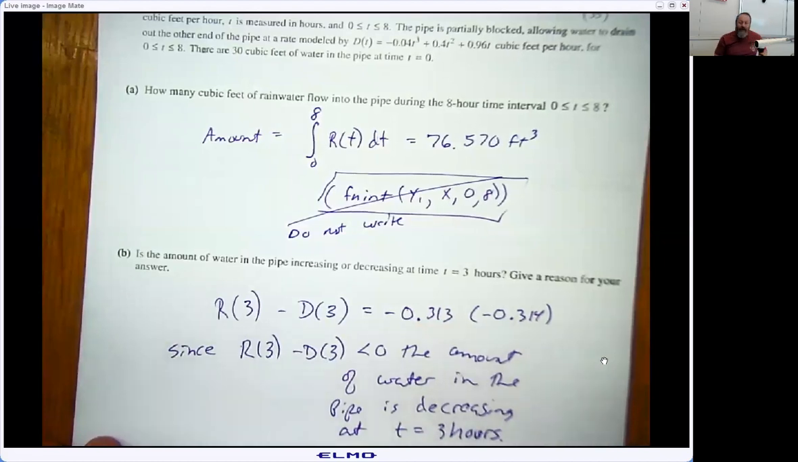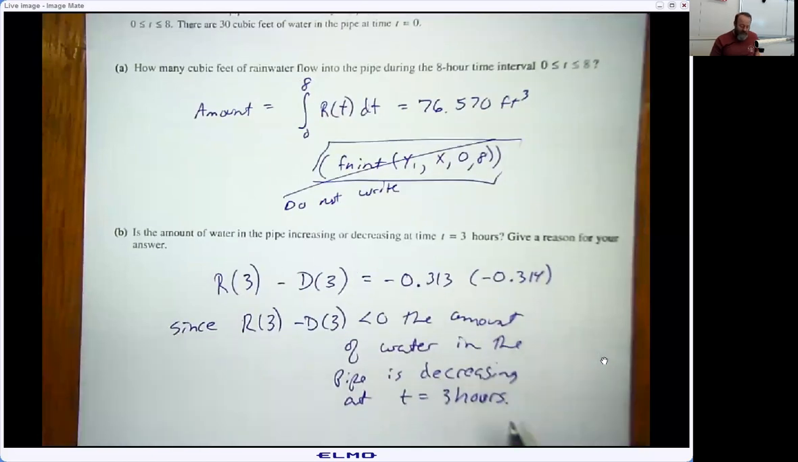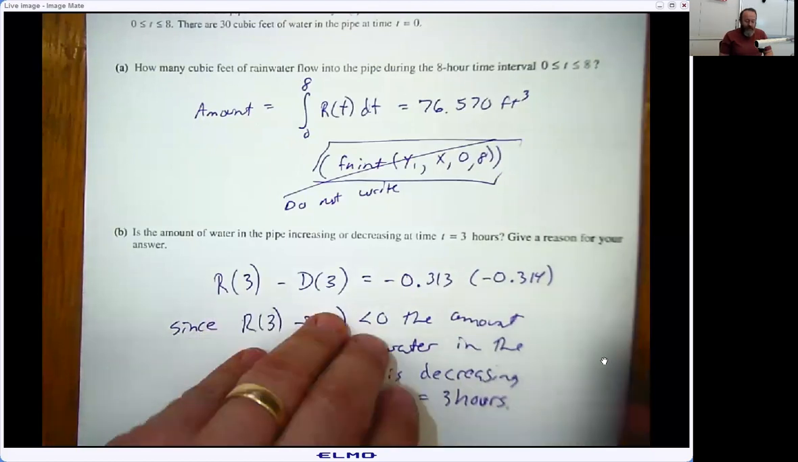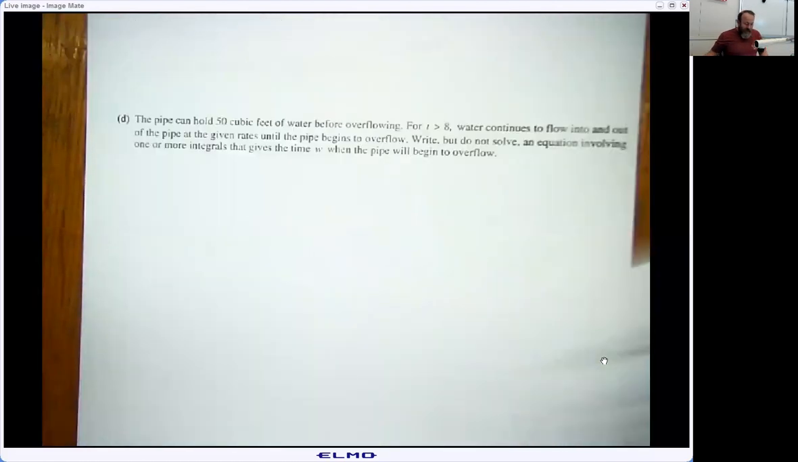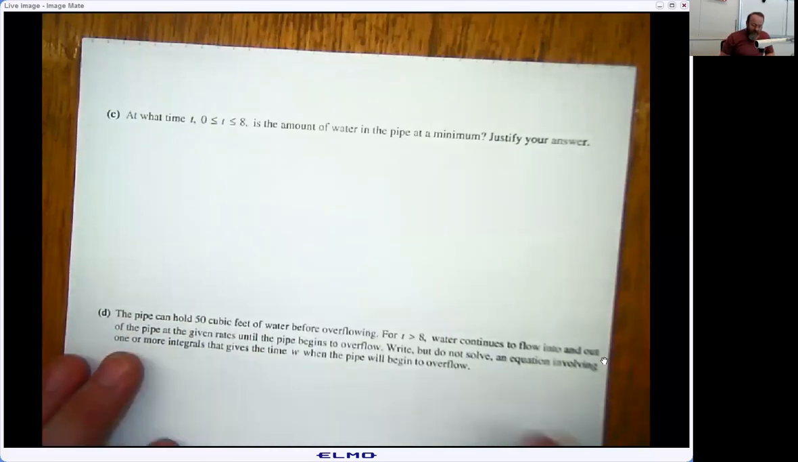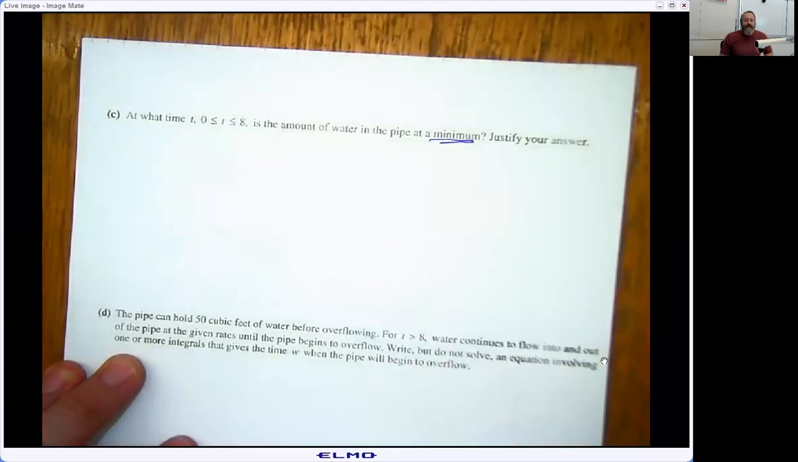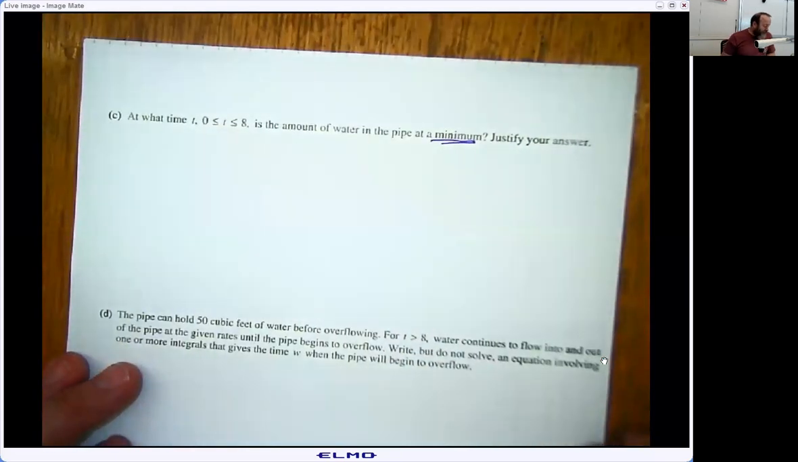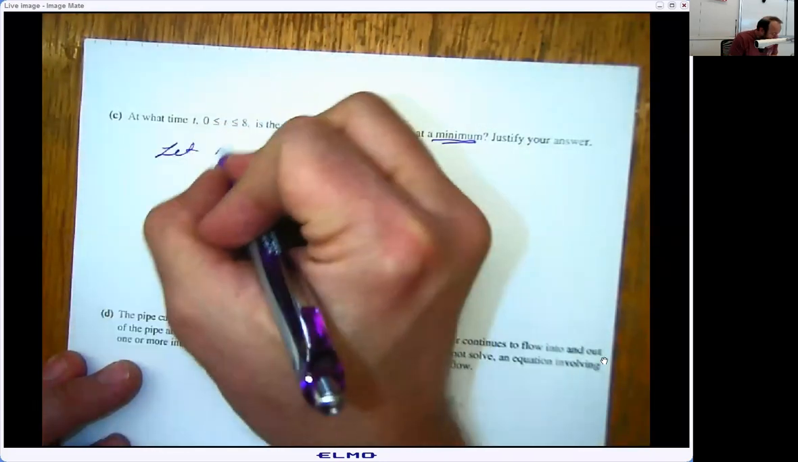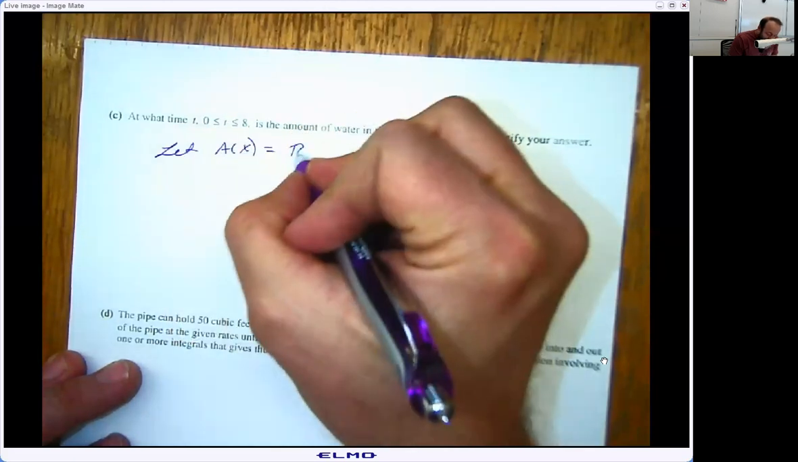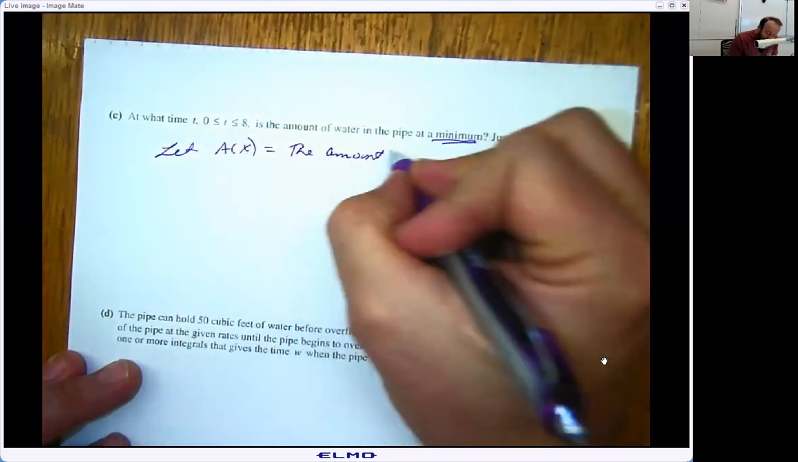And very typically in calculus classes, they don't just want you to say that the answer is this, they want you to explain thoroughly what that is, because that doesn't mean it's always decreasing, but at that particular moment in time, it is decreasing. So moving on to the next portion. They're going to ask you at what time it's at a minimum. Now, that word minimum in calculus should set off bells and whistles for you, that has to do with some kind of an optimization question. So I'm going to go ahead and say, let A of x equal the amount of water in the pipe.